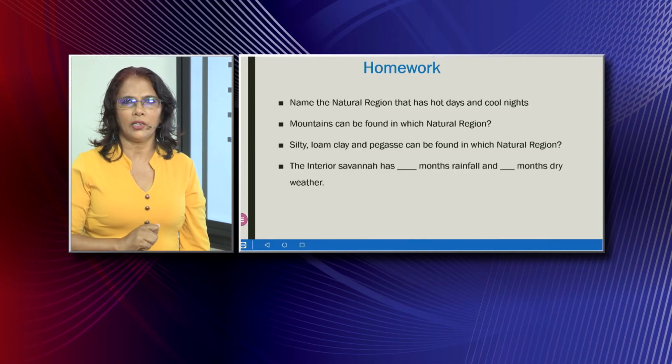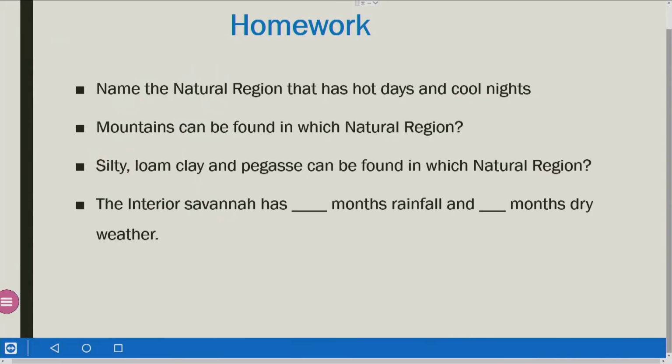Homework. Number 1, name the natural region that has hot days and cool nights. Number 2, mountains can be found in which natural region? Number 3, silty, loam, clay, and pegasse can be found in which natural region?